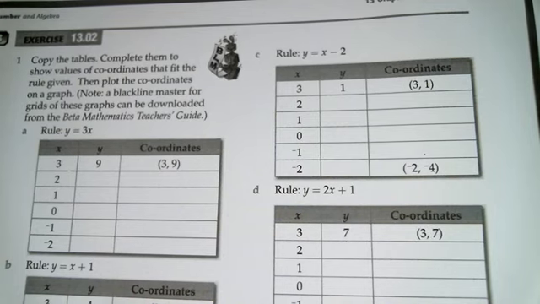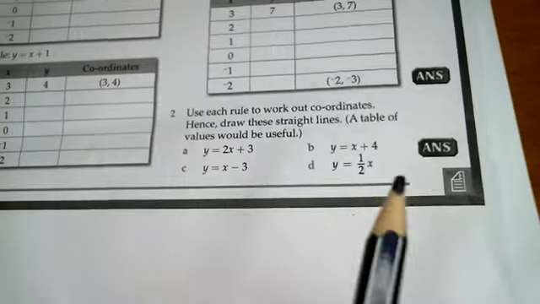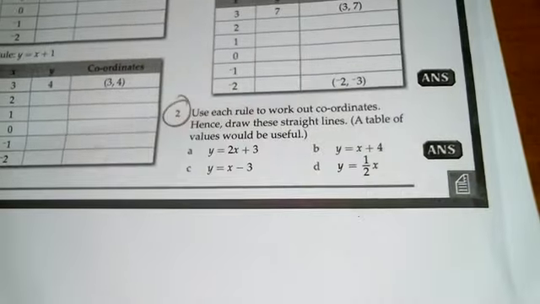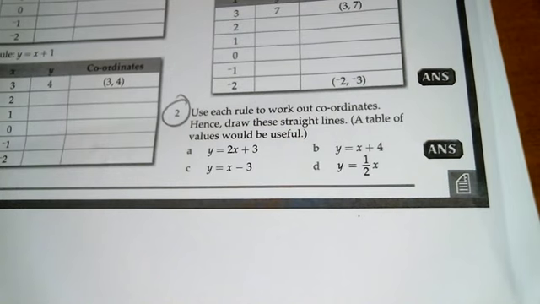Hey folks, so the question about exercise 13.02, just to get you started on this one. Number 2 is the question I'm looking at. It says, use each rule to work out coordinates. Hence, draw these straight lines. A table of values would be useful.